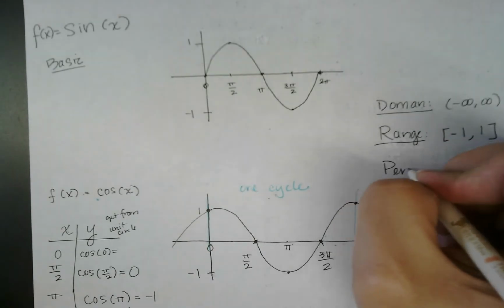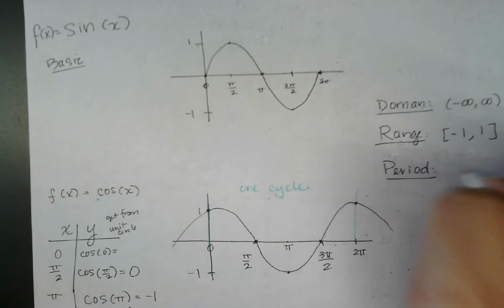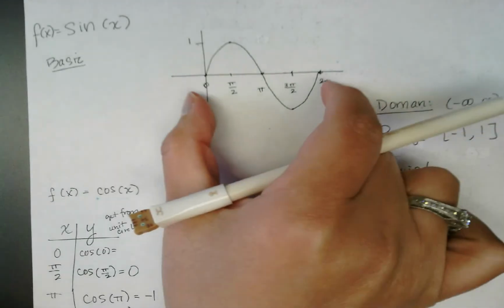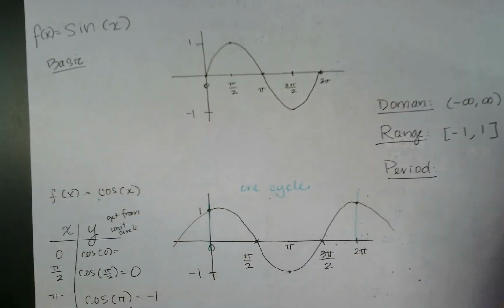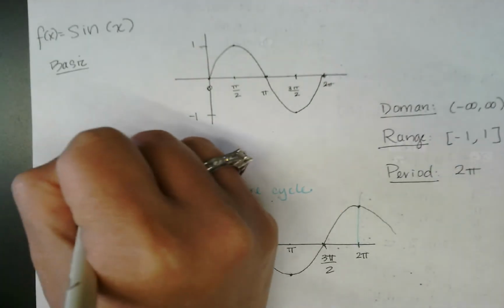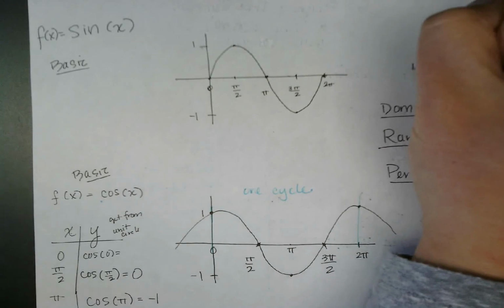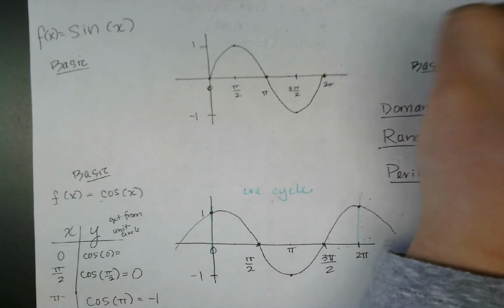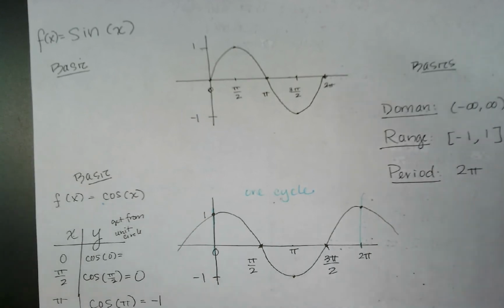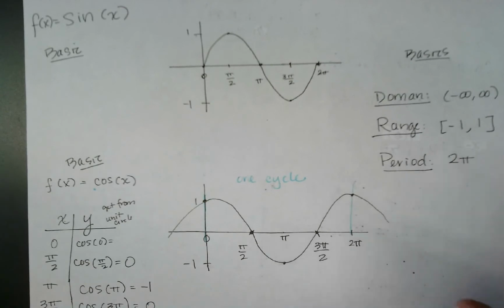The period, that's how wide your graph is. Okay, that's the measurement. So how wide it is is 2 pi. And that's for your basic. This is all your basic information. This is what you're going to start with. Domain's always going to be this, but your range could change and your period could change, and you're going to see how. But for your basics, this is what you start with.